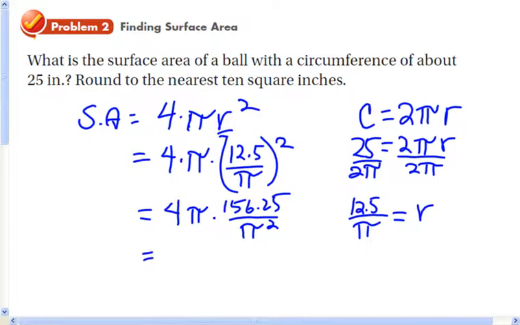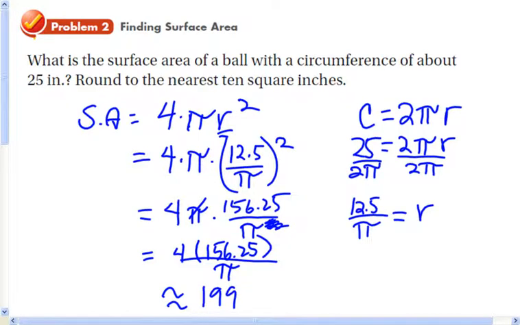And at some point we're going to need to do some calculations here, but we could actually cancel a pi out here. So we can do 4 times 156.25, divide that by pi, and that's going to be about, to the nearest 10, we can round that to about 199 square inches. All right, go ahead, you try that.